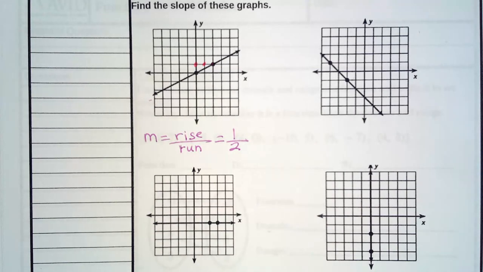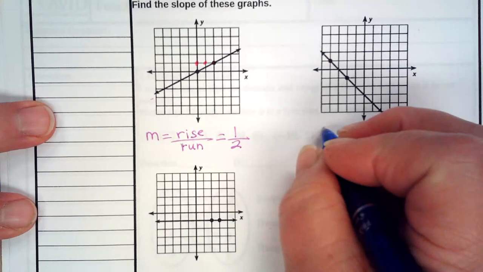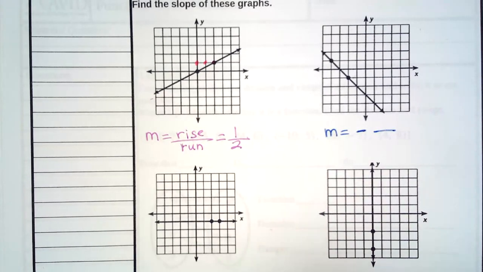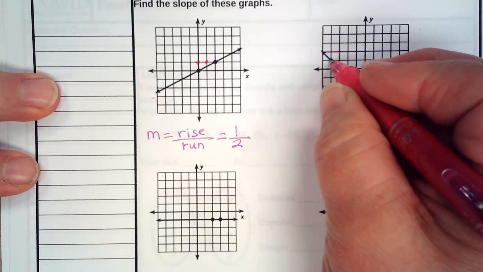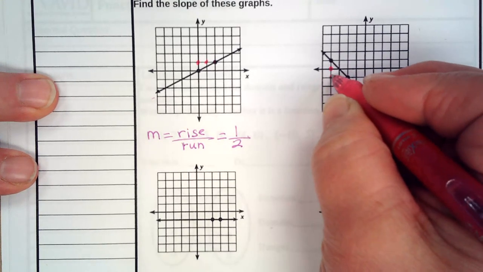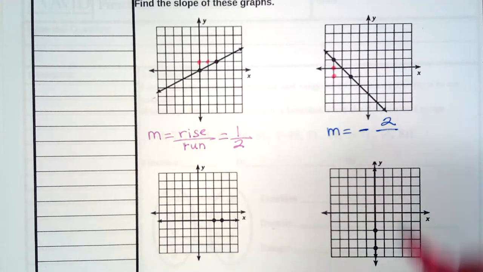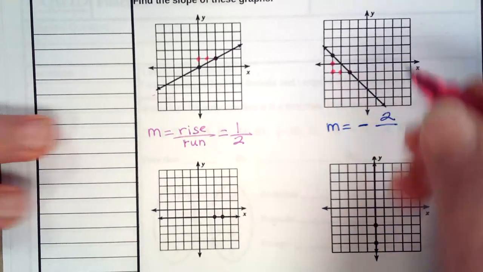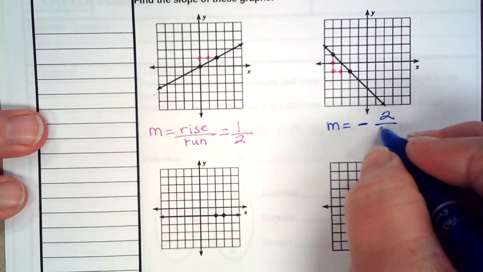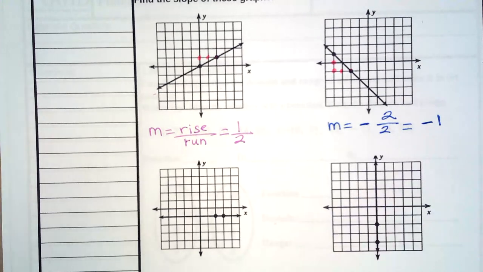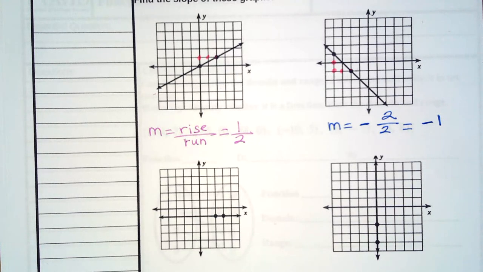Okay, for the next one, if you notice, it is in the opposite direction, so we know that it's going to be negative. We're still counting our boxes. 1, 2. So it goes down 2. It goes right 1, 2. Negative 2 divided by positive 2 is negative 1. So notice how you're forming right triangles.